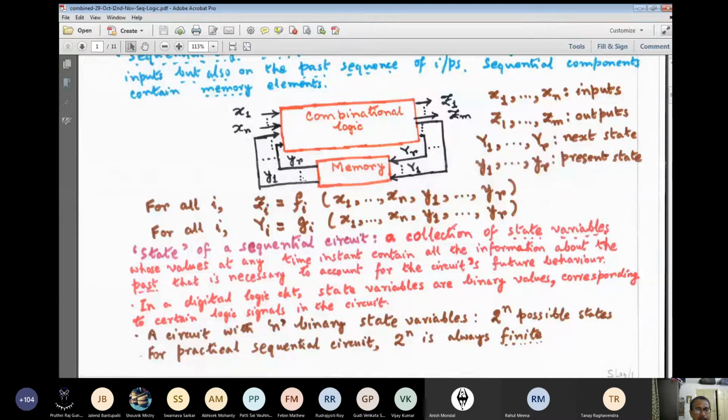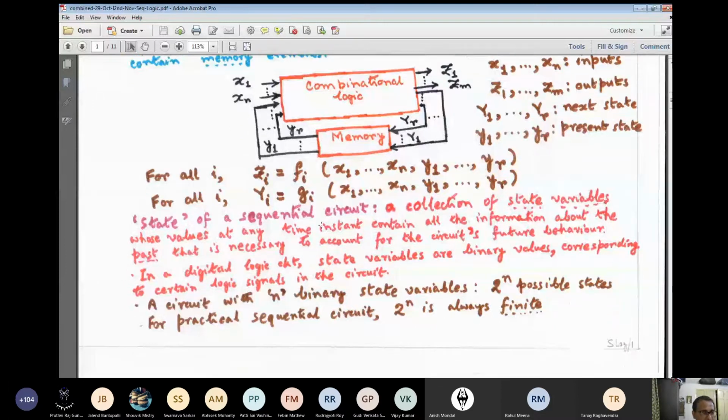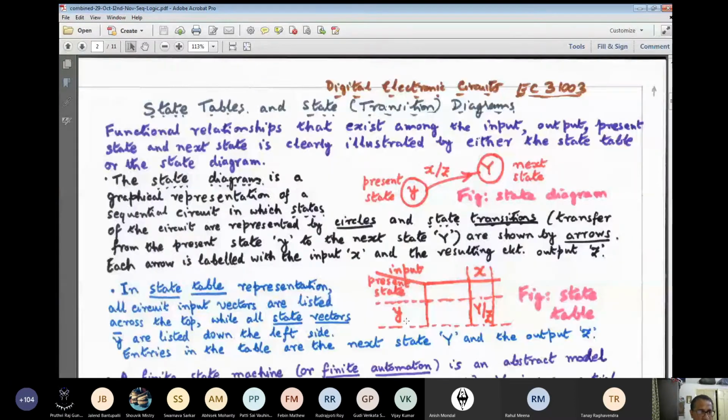We can use D flip-flop, SR flip-flop, JK flip-flop, toggle flip-flop, and so on. Also, if a circuit has n number of binary state variables, then 2 to the power n possible states are there. In the reverse way, suppose we have 11 states, how many flip-flops do I require at least? 2 to the power 3 equals 8, and 2 to the power 4 is 16. So I require a minimum of 4 flip-flops.